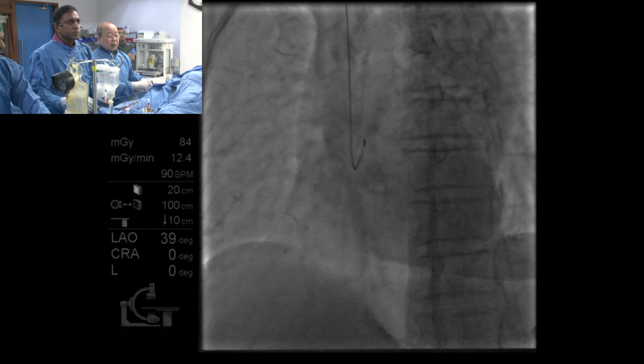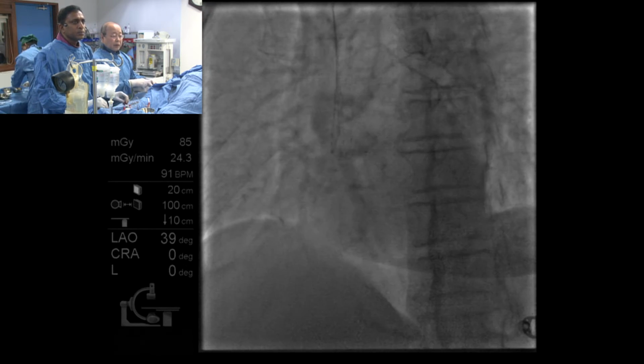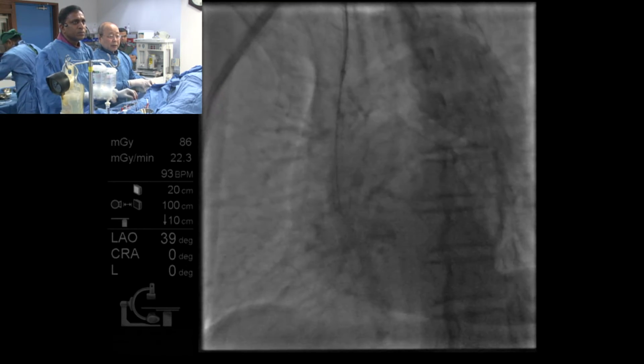Okay. We made 2 side holes in this catheter by using a needle puncture.